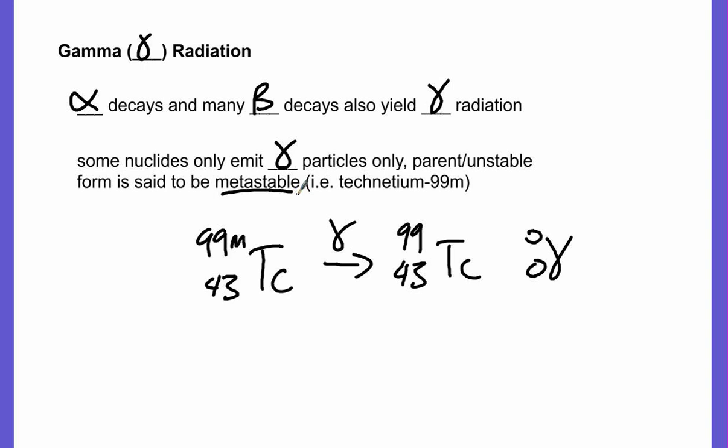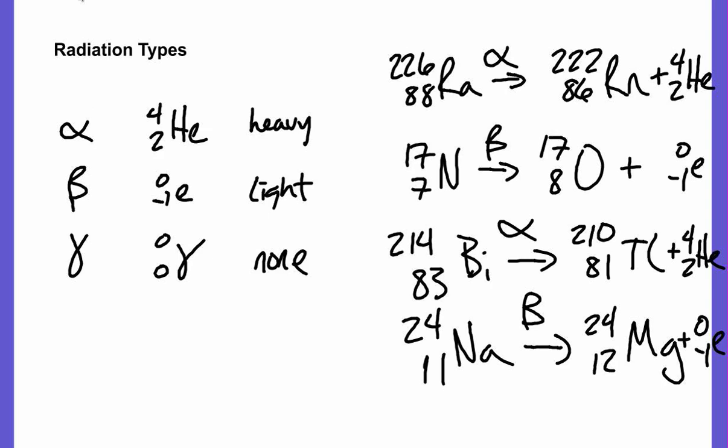But again, a lot of our previous examples, like maybe this nitrogen beta decay up here, could also emit a gamma particle, and it wouldn't really change much because I'd still end up with an oxygen 17. I just have an extra little particle over here that didn't really affect the math one way or the other. So it doesn't matter if it's an alpha, a beta, either one of those can be accompanied by gamma radiation, but that radiation itself doesn't really affect the math, so it doesn't really change much.